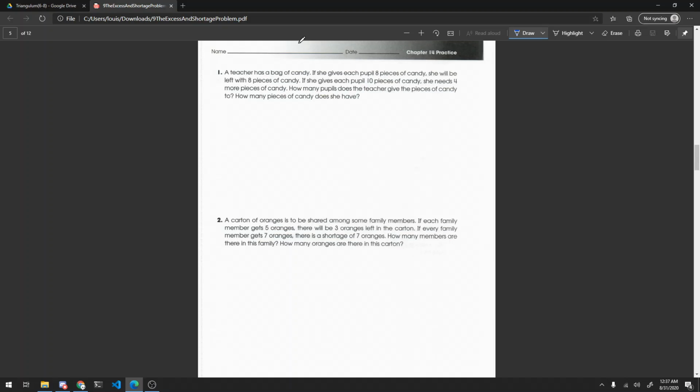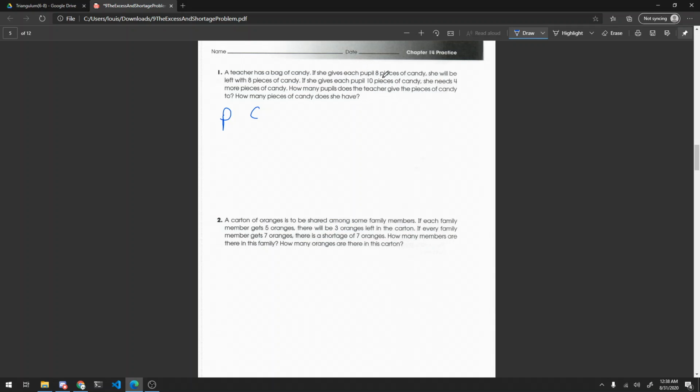Now, a simple way to solve these problems is to use a system of equations. So let's represent the number of students with the variable p and the number of candies with the variable c. Let's go ahead and transform the first sentence into an equation.